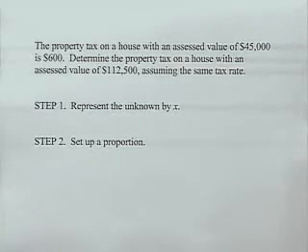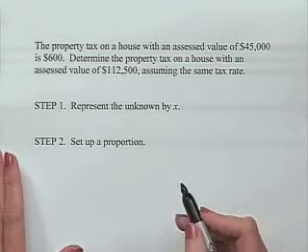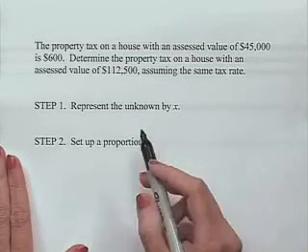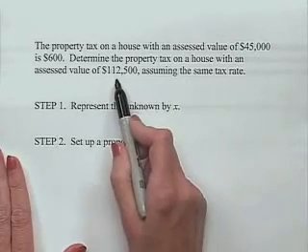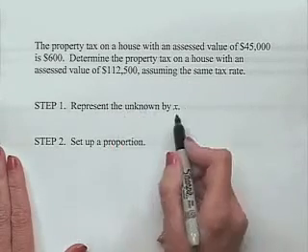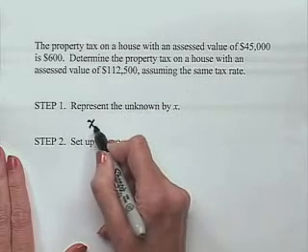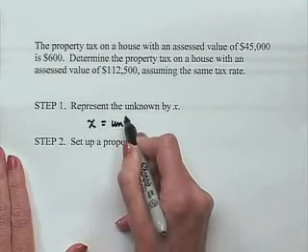In our next problem, we're going to solve a word problem by using proportions. The property tax on a house with an assessed value of $45,000 is $600. Determine the property tax on a house with an assessed value of $112,500, assuming the same tax rate. We'll begin by representing the unknown by X. What we're trying to determine in the problem is the property tax on a house with an assessed value of $112,500. That makes sense to let that equal X. So let's let X equal that unknown property tax.